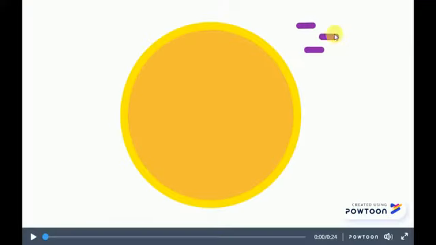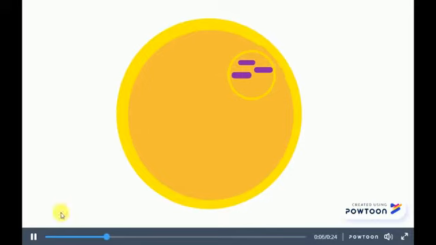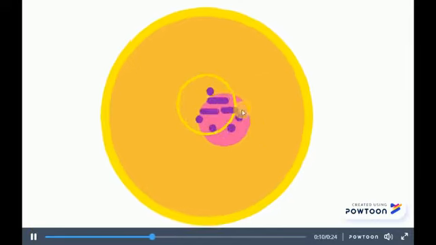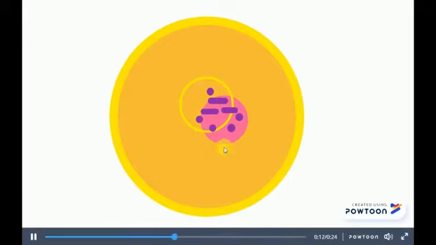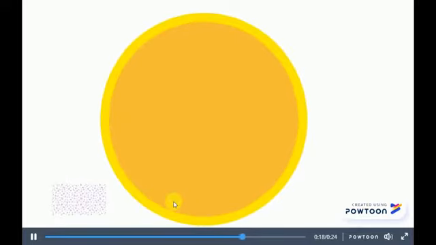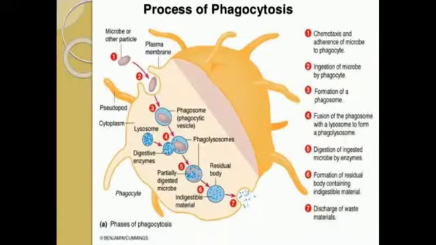Pathogens are engulfed into the cell and surrounded in a vacuole. And then a lysosome with enzymes fuses with the vacuole, and it breaks down the pathogens, and then they exit the cell by exocytosis. That video is phagocytosis, by the way.